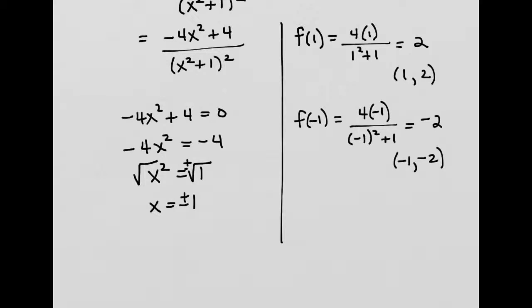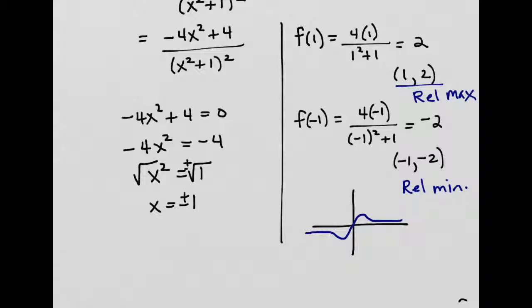So if I want to see if these points are relative maxes or relative mins, I can take a look at the graph of the function. And the graph comes out looking like this. So we can say that 1 comma 2 is a relative max, and negative 1 comma negative 2 is a relative min. And that's the end of that problem.